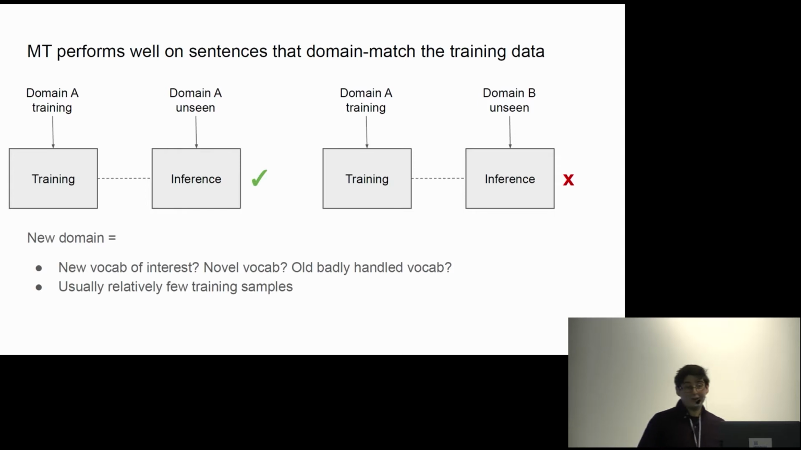And when you have this new domain, you might be able to get some new training data for it. But typically, that's far less data than you had for the original model.